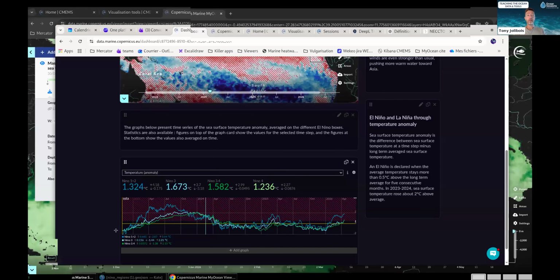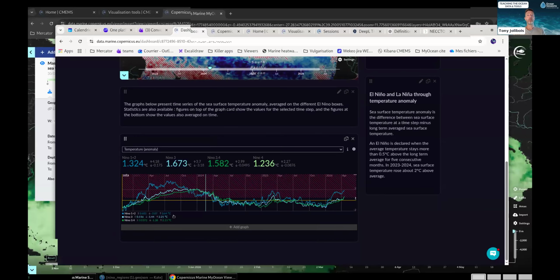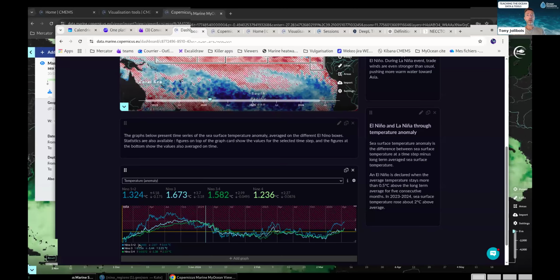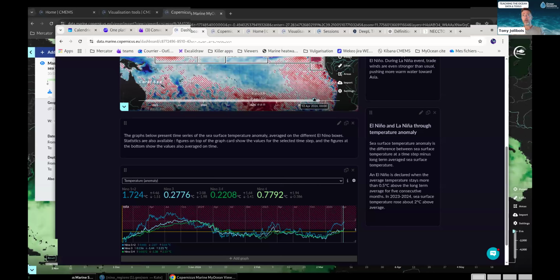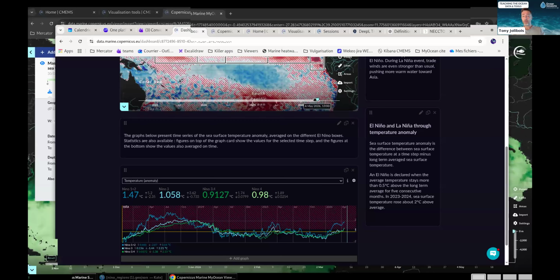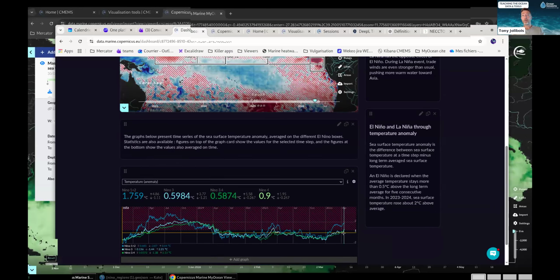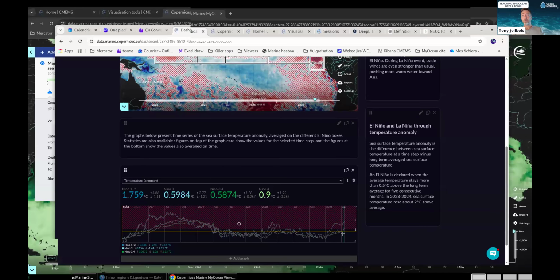Again, this tool is quite powerful as it gives you some statistics on each Niño box with the average, minimum, and maximum of the temperature anomaly. So coming back to the real time, here we are in May, the 5th of May, okay, and here by the end of April, you can see that, okay, forecast is here.